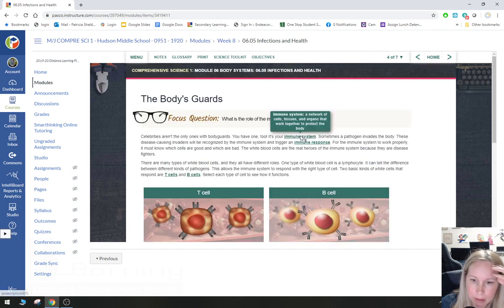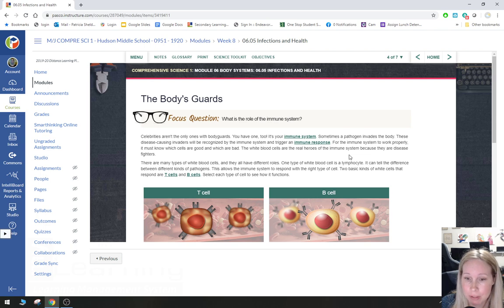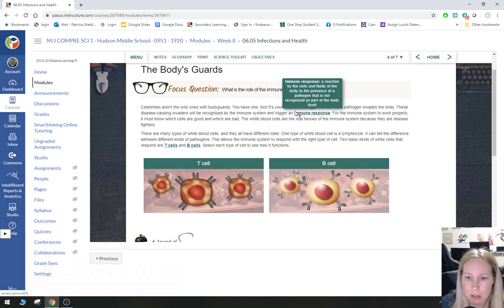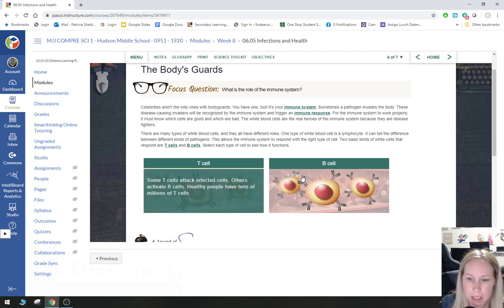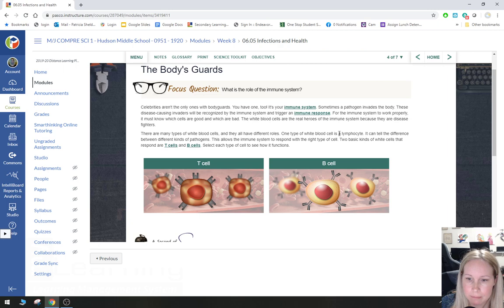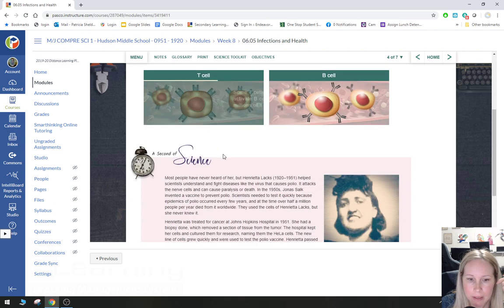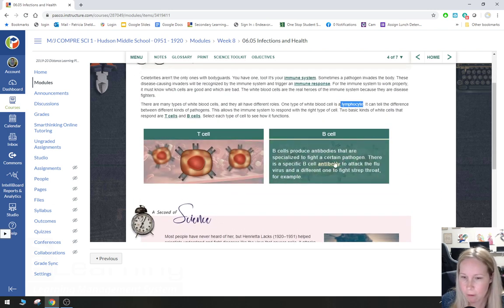We have to combat pathogens, and our body is quite in tune for it. We have something called the immune system, which has white blood cells in it, which fight off a lot of this bad stuff that we're dealing with. There's two types of white blood cells, T cells and B cells. A lymphocyte is a type of white blood cell, and they're known for fighting off specific things.